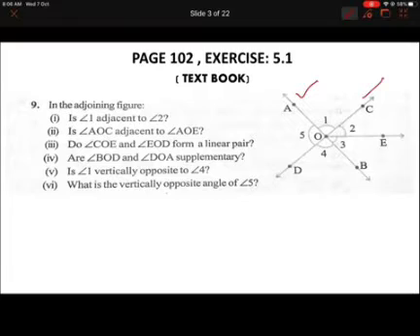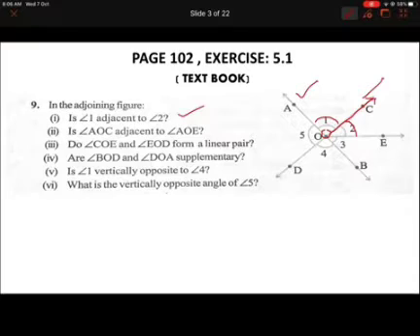the ray OC is emerging. Now your question is angle 1 adjacent to angle 2? Where is angle 1? This is angle 1. Where is angle 2? This is angle 2. Yes, they are adjacent because O is common vertex to both these angles and OC is the common ray. So, yes, they are adjacent. This is true.